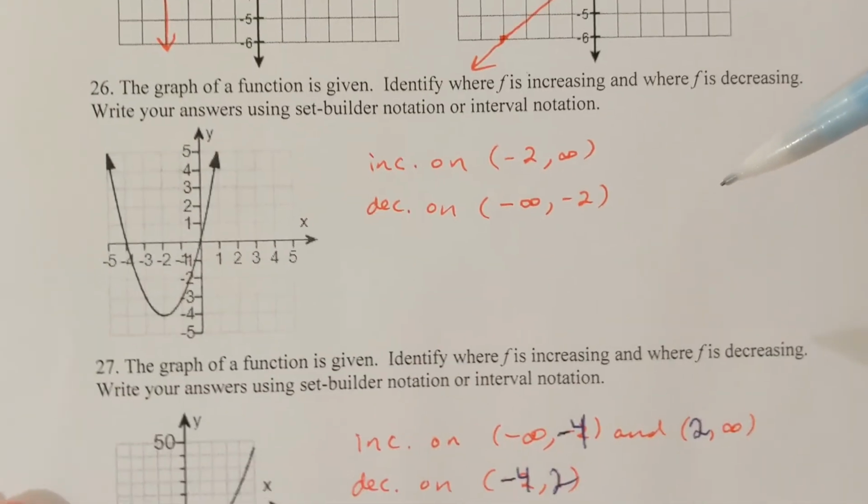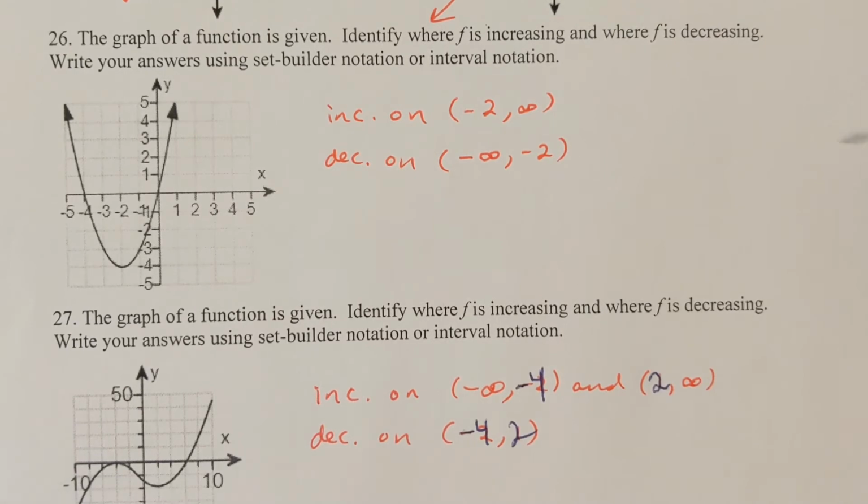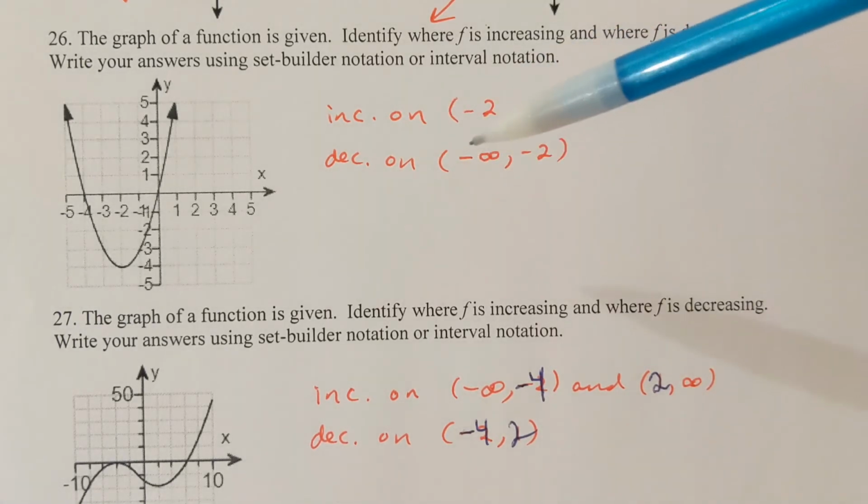Okay. Problem 26. The graph of the function is given. Identify where f is increasing and where f is decreasing, writing answers using set builder notation or interval notation. Okay, I've used interval notation, which is fine.